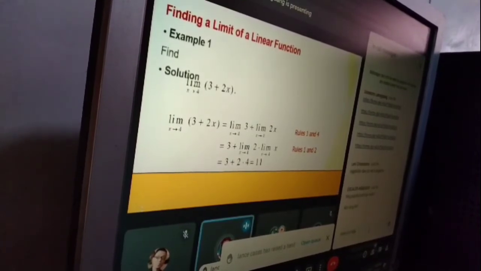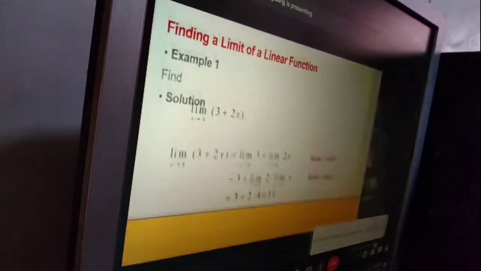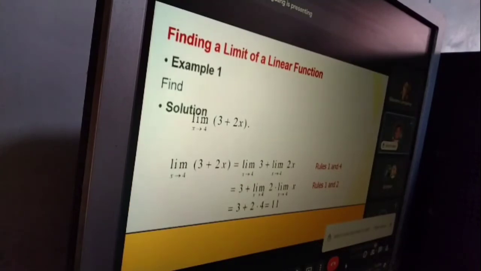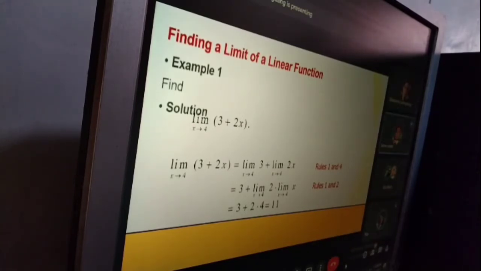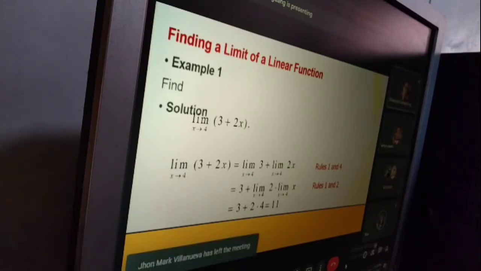Limit as x approaches 4, 3 plus 2x. Let's read it again, Lance. Okay. So that's how we read it. Thank you, Lance, for the participation.